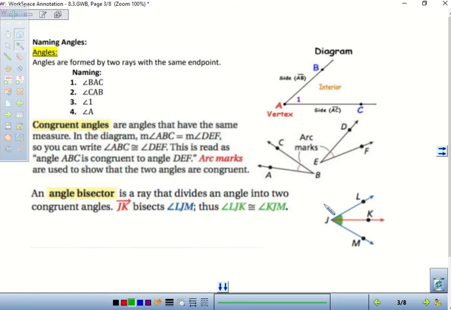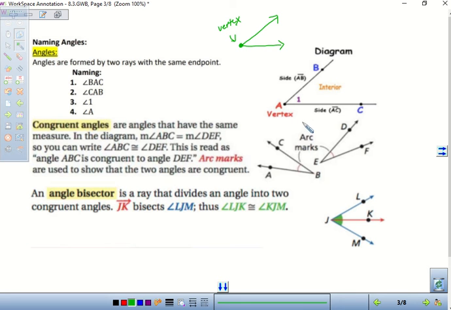Now we're going to talk about naming angles. So, angles are formed by two rays. So a ray is an endpoint on one side and arrow on the other. So we basically take two of those and put them together, and it forms an angle. Now this, at the end here, we call this the vertex of an angle. The vertex is the pointy part of the angle, okay? Now, there are four main ways to name the angle.